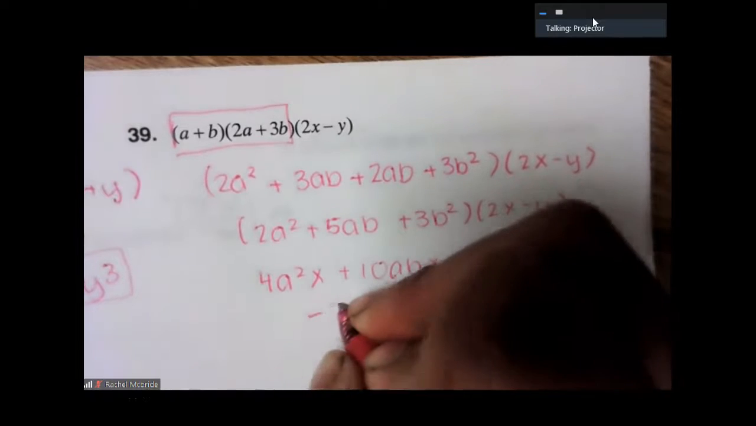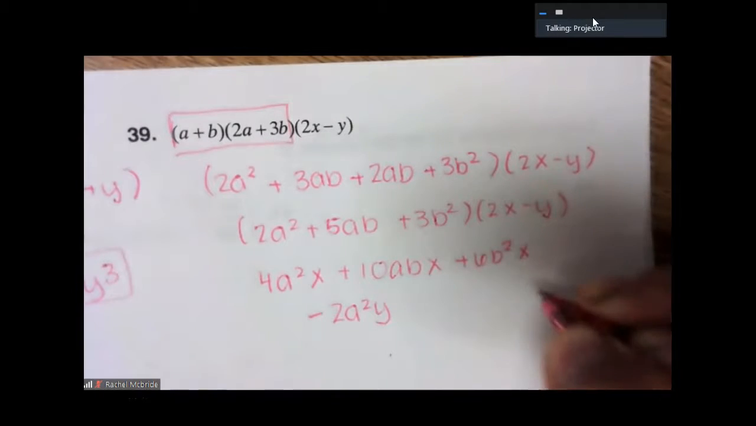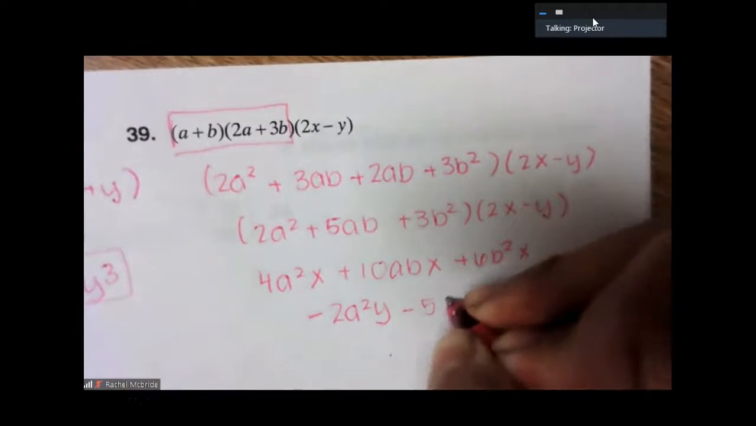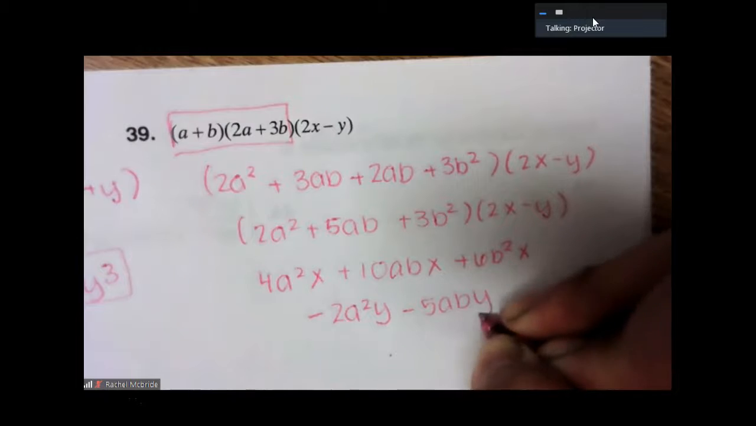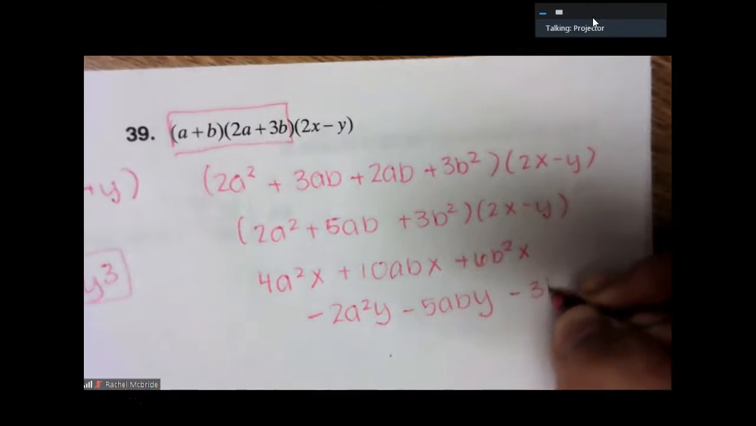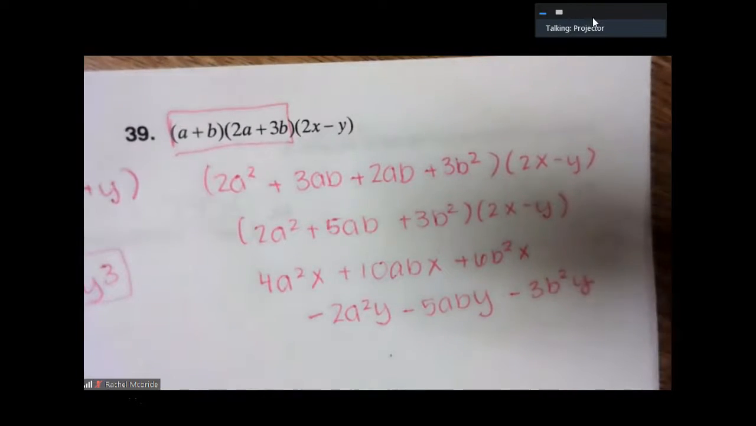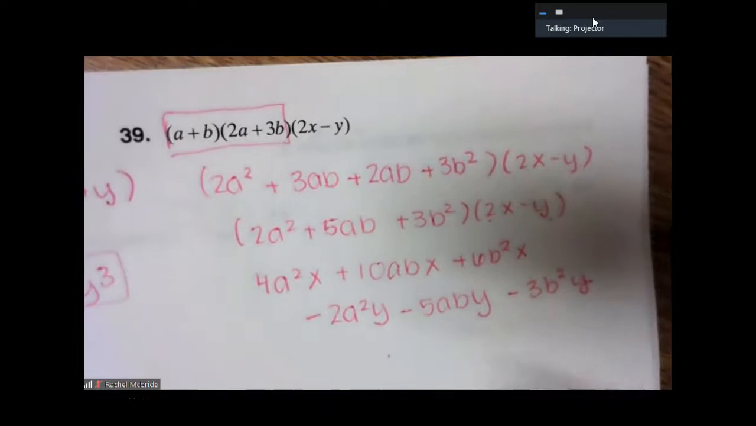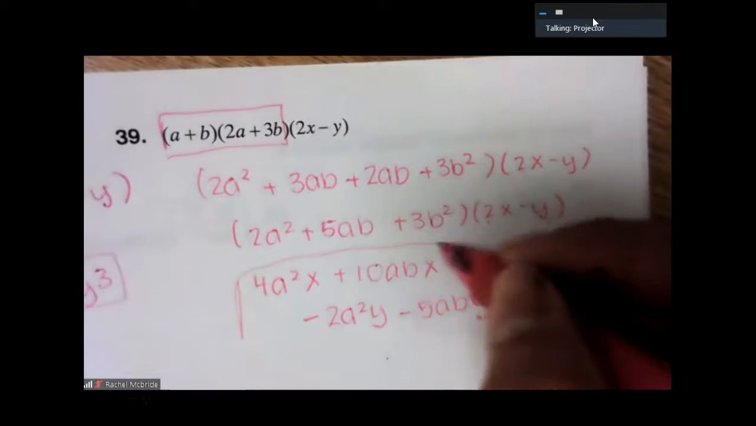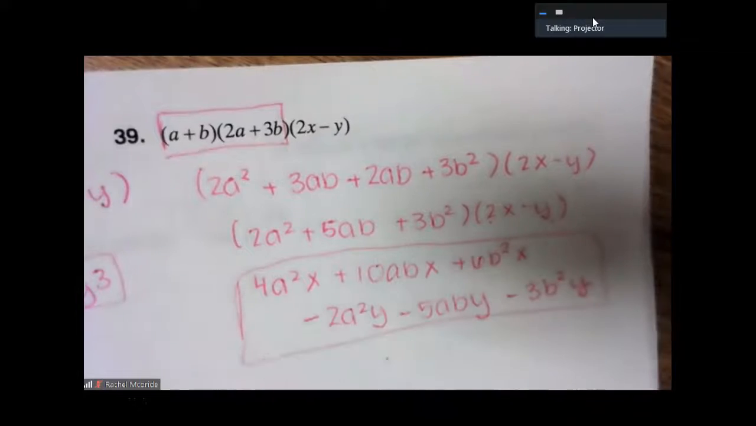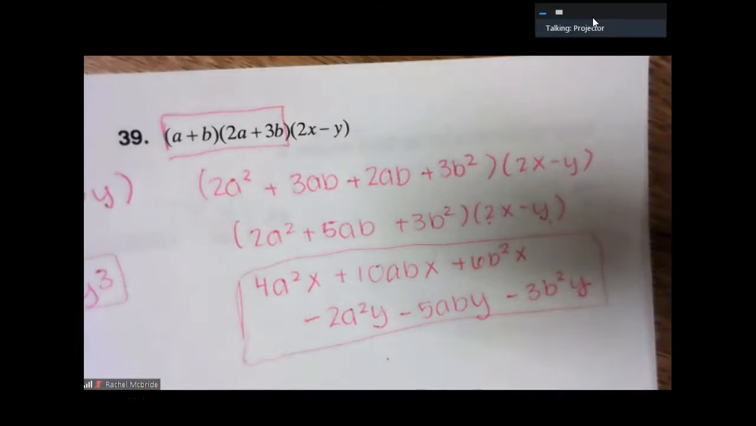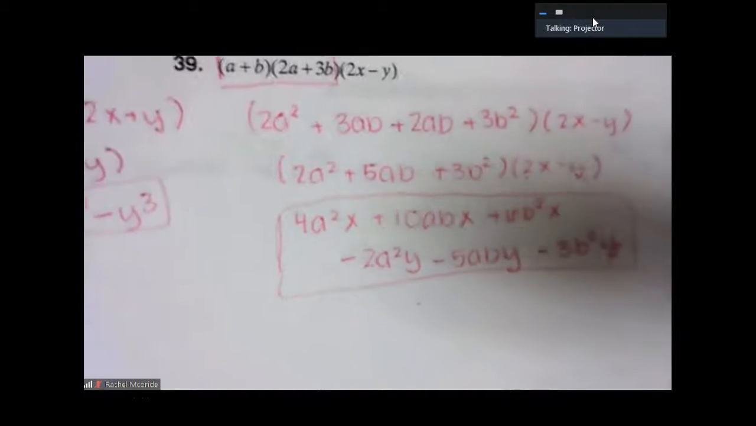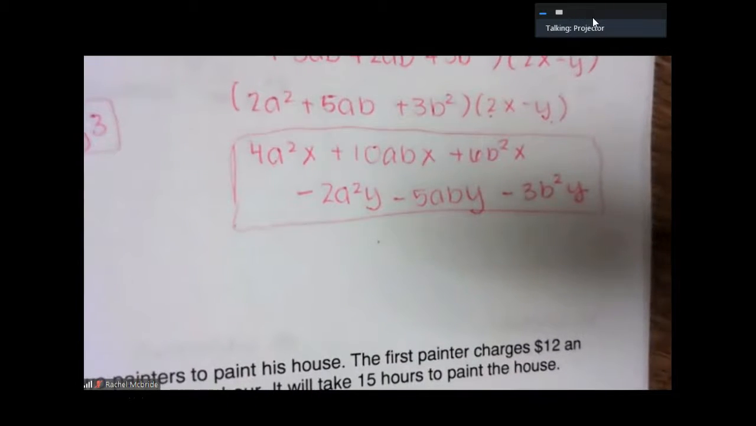So you would have minus 2a squared y, minus 5ab y, and minus 3b squared y. Now since x and y have no like terms with the a's and b's, this right here is going to be your final answer. There are no like terms once you distribute and multiply in those x and y's.